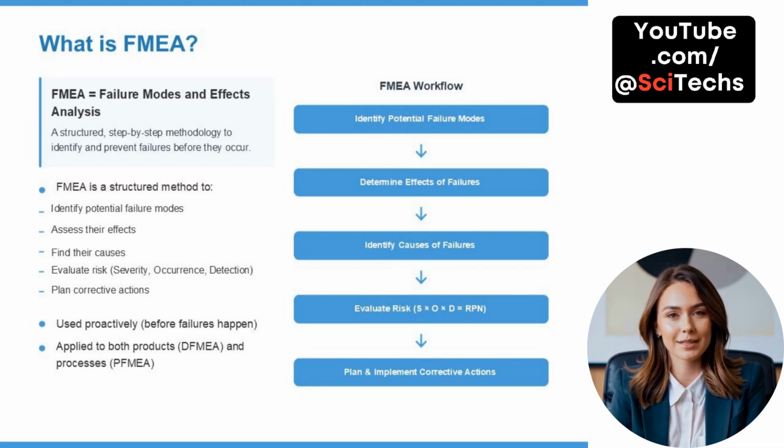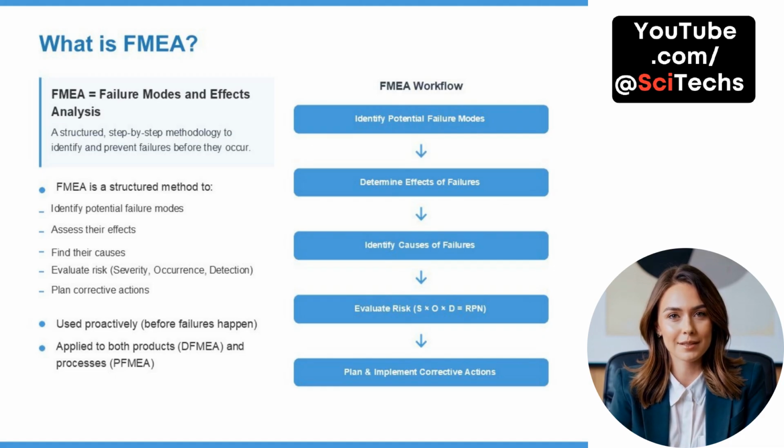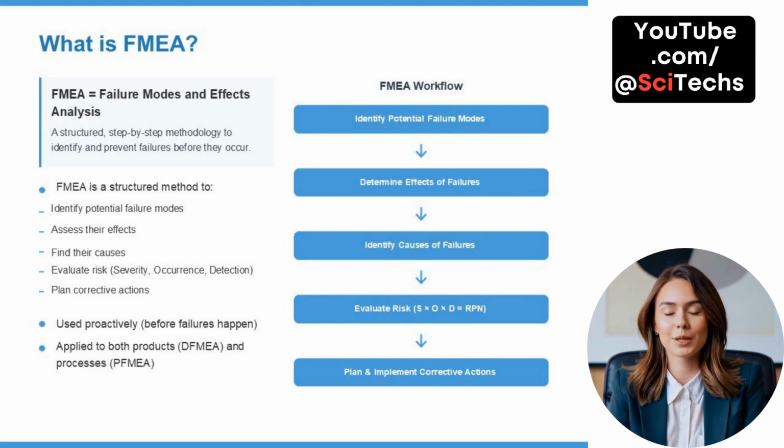What is FMEA? FMEA stands for Failure Modes and Effects Analysis. It's a systematic and proactive method used to identify potential failure modes in a product or process before they happen. The goal is to assess what might go wrong, determine the effects of each failure, and understand their root causes. Then, the process assigns scores to quantify risk based on three factors: severity, occurrence, and detection. These scores combine to form the Risk Priority Number, or RPN. With this structured data, teams can prioritize actions and plan preventive or corrective steps.